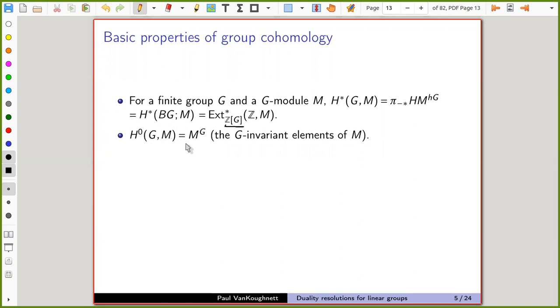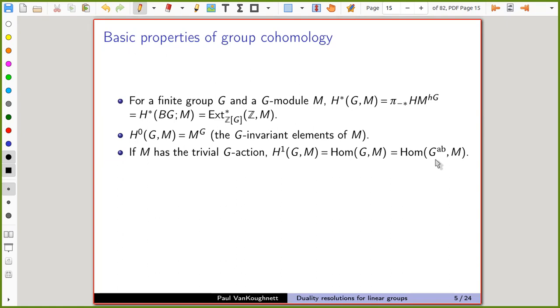Okay, these functors are the derived functors of G invariants. So M has a submodule, which is the set of things fixed by the G action, and the zeroth cohomology group is just the G invariants. The first cohomology group has a couple different descriptions, which are simplest to give in the case when M has a trivial G action. So if M has a trivial G action, H1 of G with M coefficients is the same as group homomorphisms from G into M. Since M is an abelian group, this is the same as group homomorphisms from the abelianization of G into M. So this is closely related to the abelianization of G.